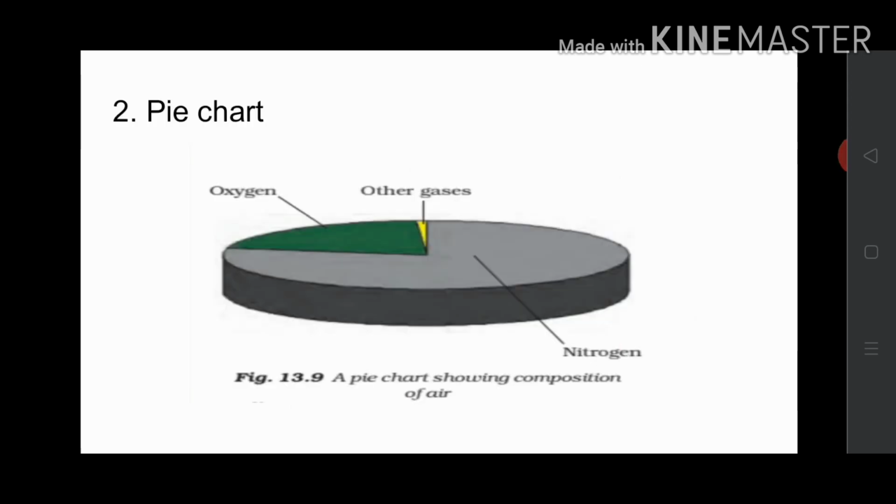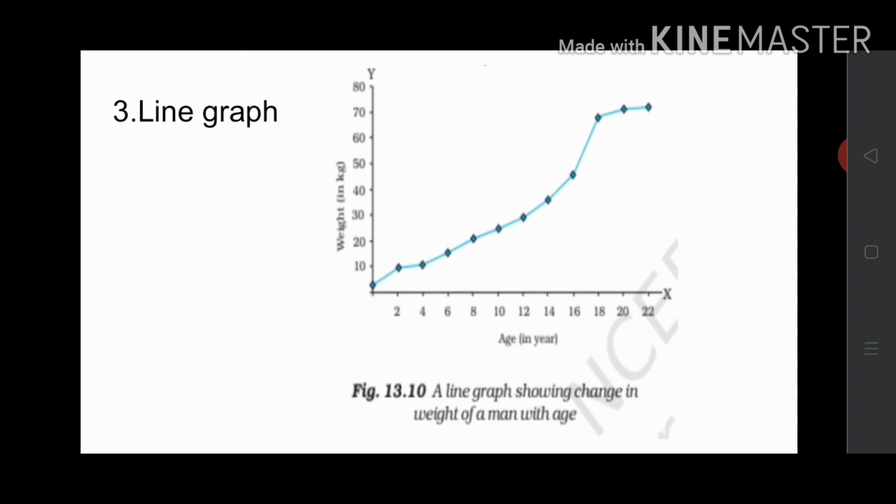This bar graph shows the runs scored by a team in each over. Then second type of graph is pie chart. It's a type of graph that represents data in a circular graph. This is an example of pie chart. This shows the composition of air. Third type is line graph. It is a type of chart which displays information as a series of data points. The distance time graph is a line graph. This is an example showing the change in weight of a man with age.